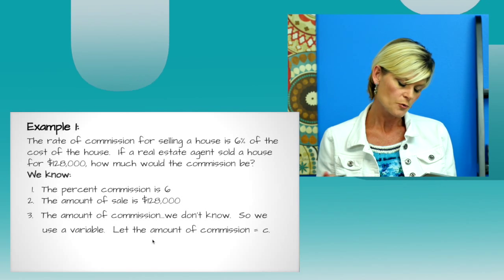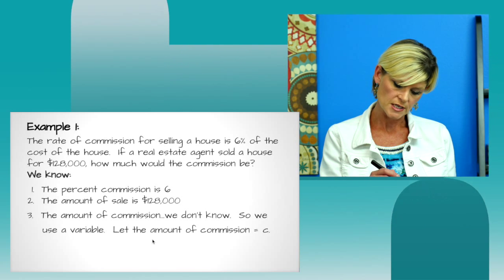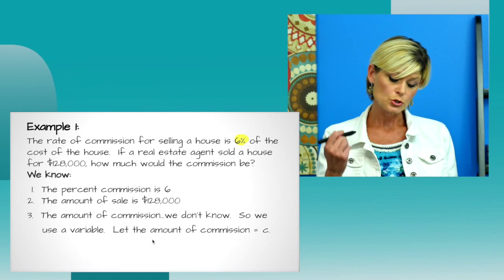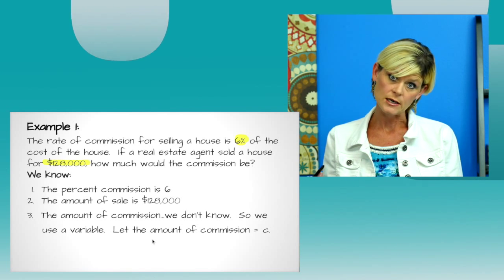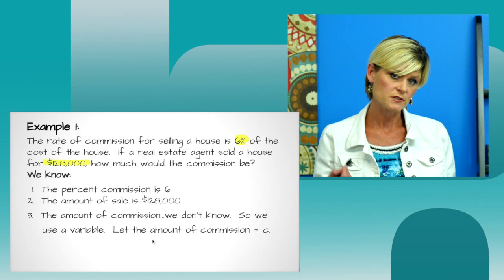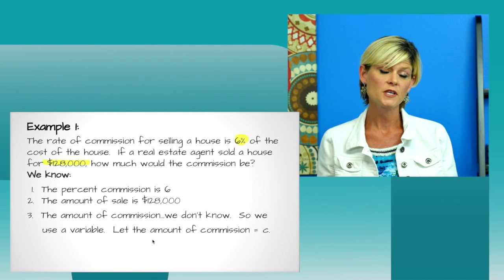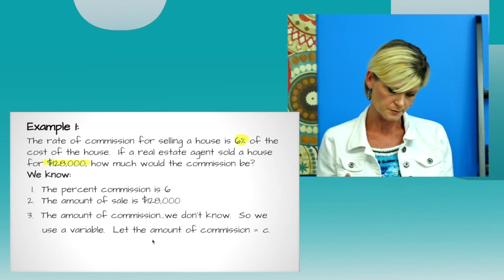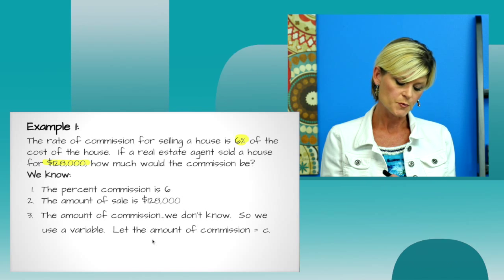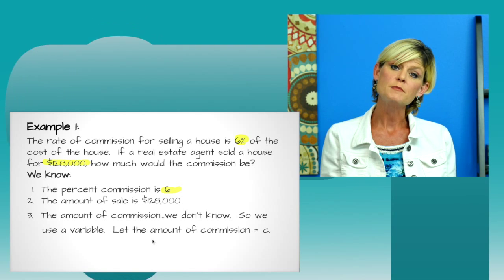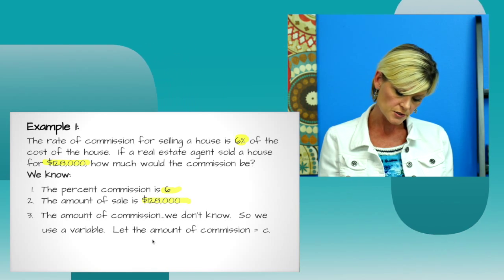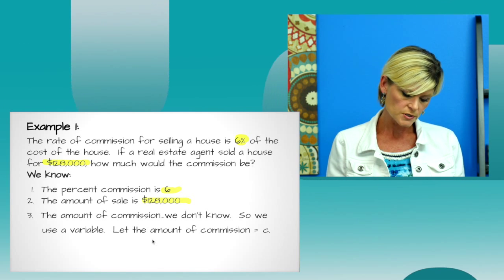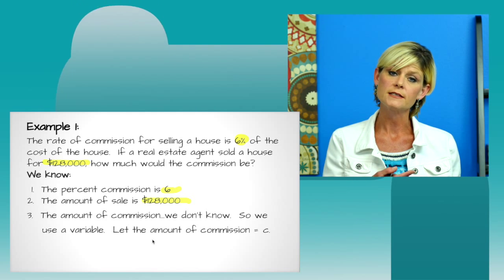The rate of commission for selling a house is 6% of the cost of the house. If a real estate agent sold a house for $128,000, how much would that person's commission be? So the house is $128,000 and the real estate broker, the person selling it, is making 6%. Now we know that the percent of the commission is 6, that the amount of the sale is $128,000. What's the amount of the commission? Well, that we don't know. We're going to have to figure it out using our proportion that we talked about on our last slide.